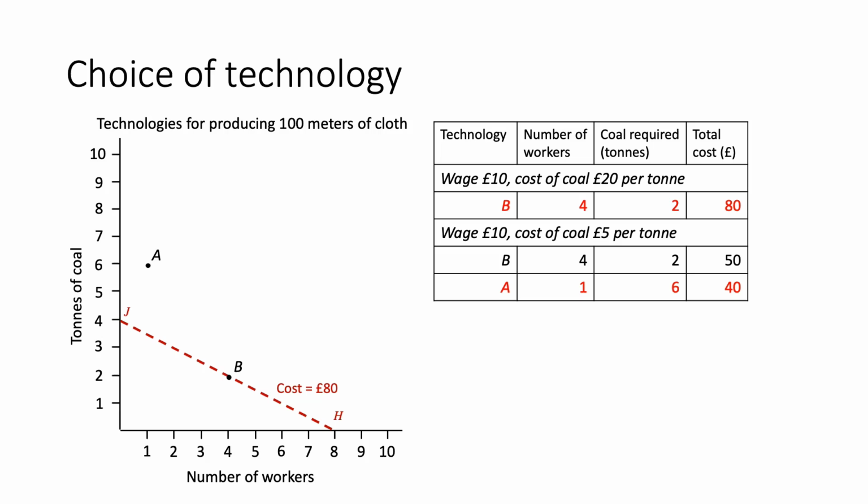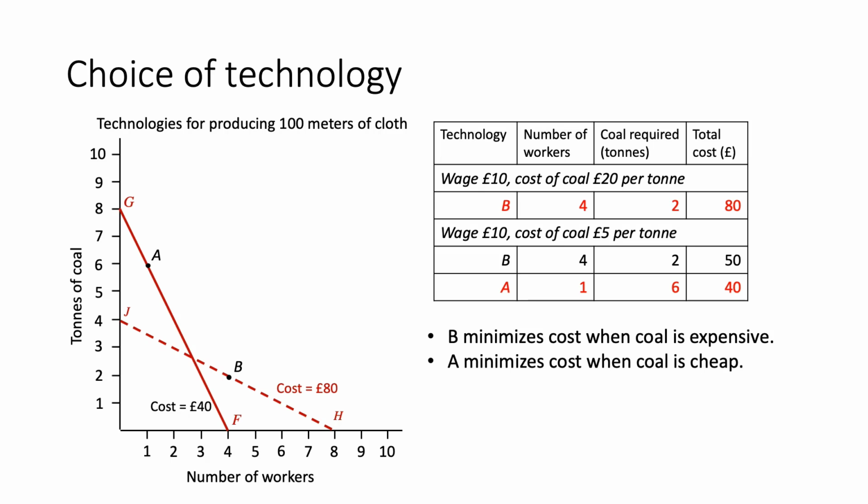Now, as we bring it together, we can see our two different relative prices here. So when coal is very expensive, the firm will choose technology B. That gives us the lowest total cost when coal is at the price of £20 per ton. So B minimizes our cost when coal is expensive. However, when the price of coal falls or when coal is cheap, the firm will choose technology A. And so we can see the relative total cost for technology A being the lowest when we have coal being cheap. So this illustrates, it's sort of a summation of the last couple slides.